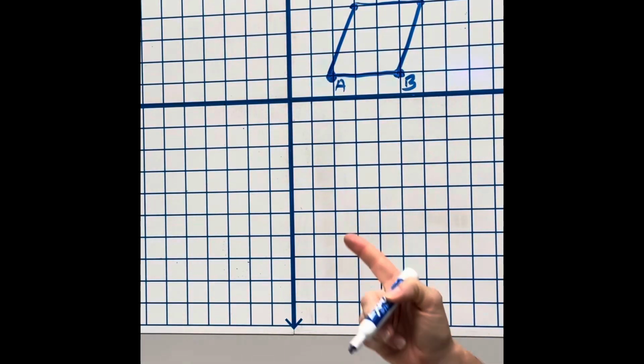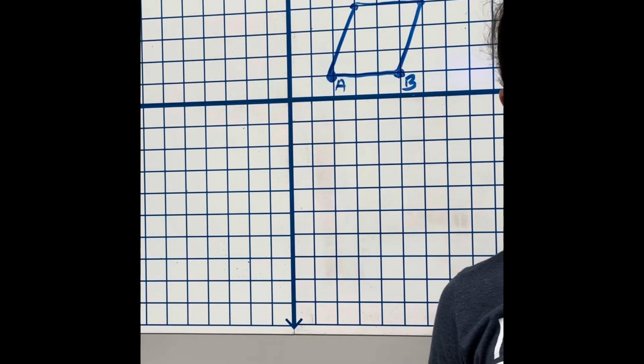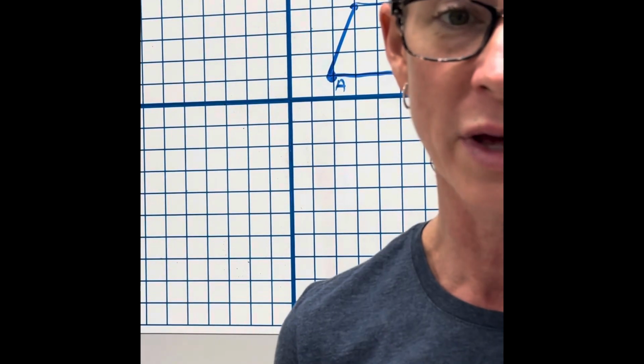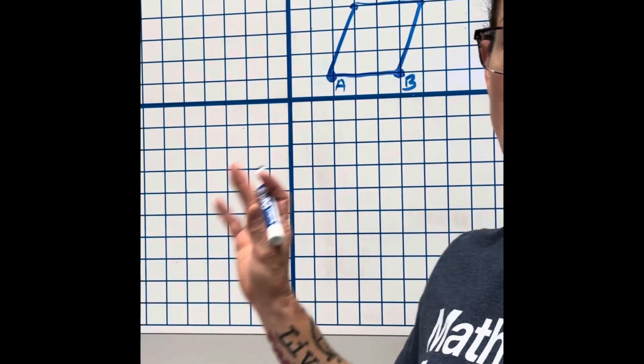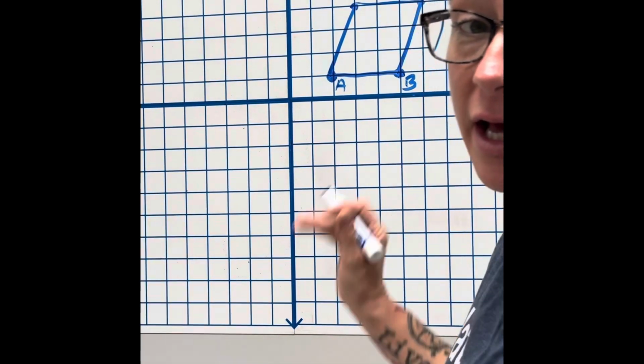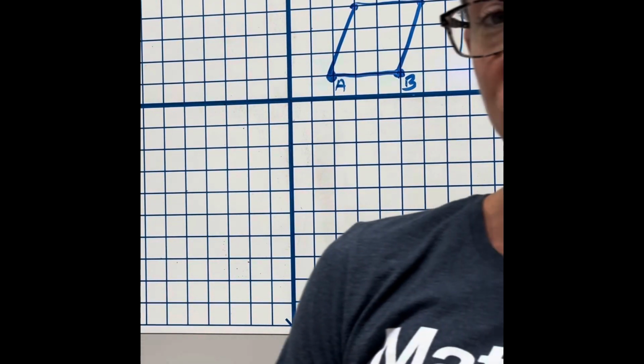So this parallelogram looks like a squished square, which we also call a rhombus. Now remember, opposite sides are parallel and equal in length, so that's what makes this a special shape.